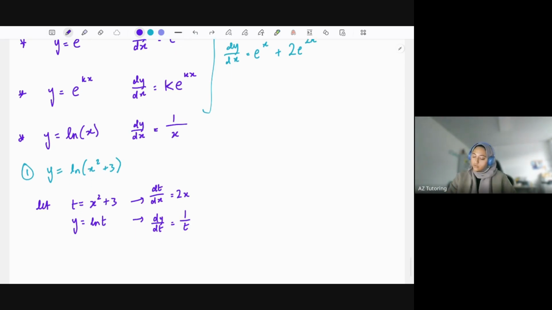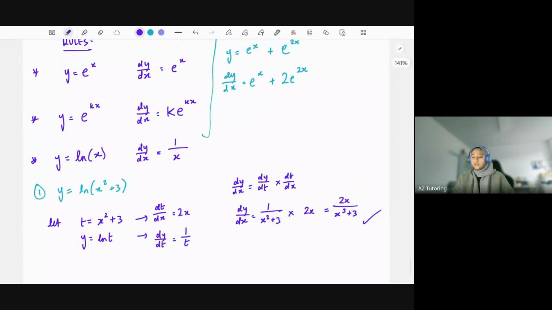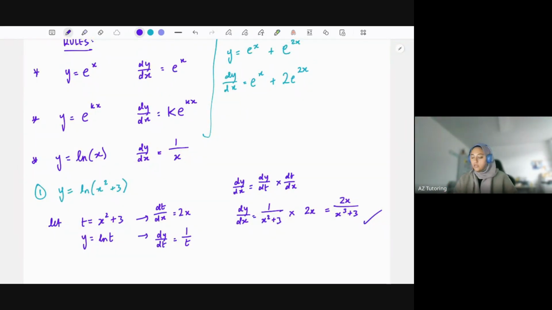Now using the chain rule, remember the chain rule says dy over dx equals dy over dt times dt over dx. Therefore, dy over dx equals dy over dt, which is 1 over t, but I'm not going to write t, I'm going to put in x squared plus 3, times dt over dx, which is 2x. So I just get 2x over x squared plus 3. That's my answer. That's a good example of both the chain rule and differentiating a log equation.